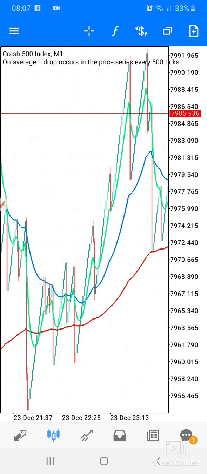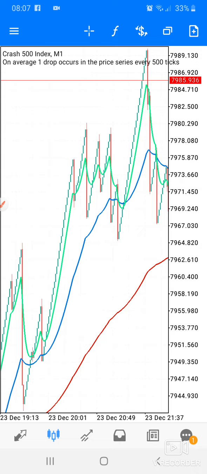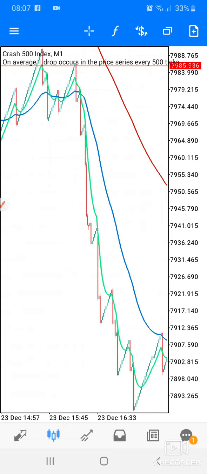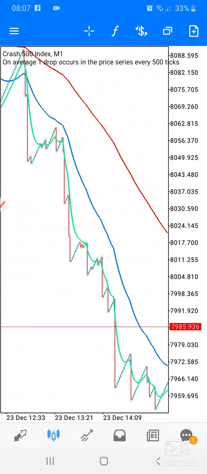As you all know, moving averages act as support and resistance. So you can use them for that. They also act as trend indicators.